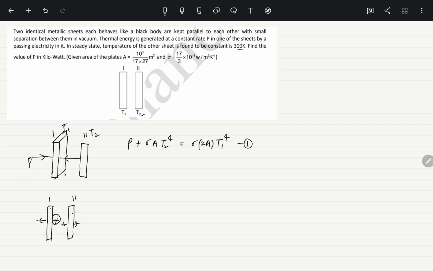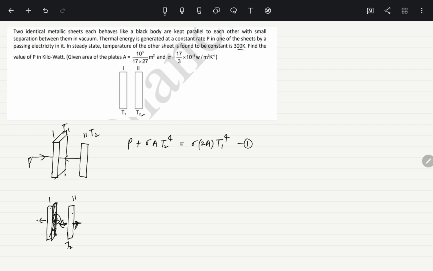In steady state, the second one, which is at T2 temperature, will release heat in both the directions, here and here. So the second one is releasing heat now, but the first one is absorbing heat only on one surface, right? The second plate is releasing heat from both surfaces, but the first one is absorbing the heat released by the second one only on one surface.